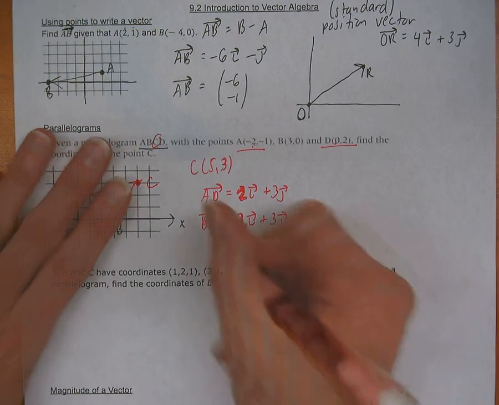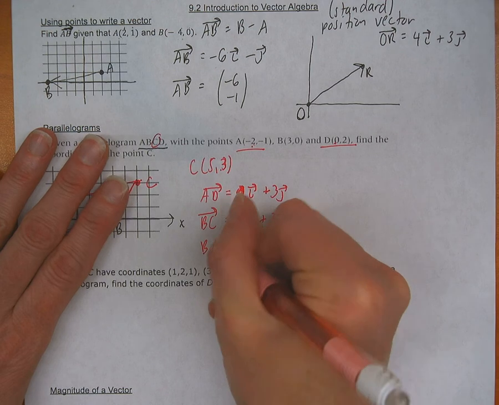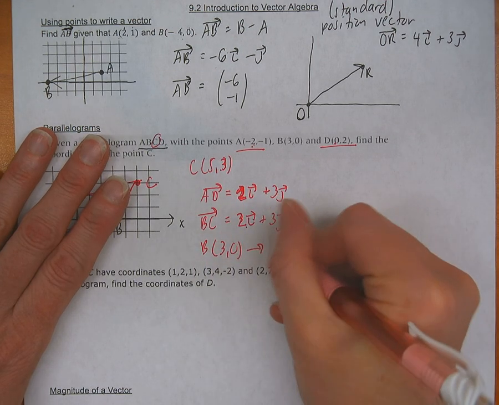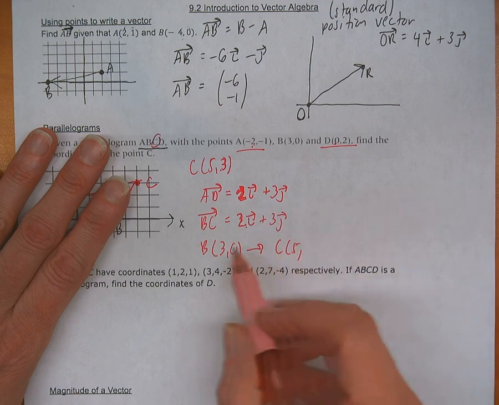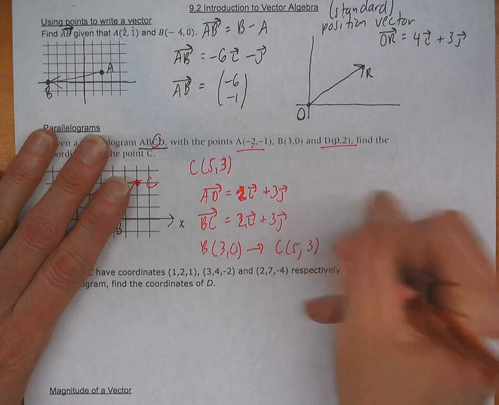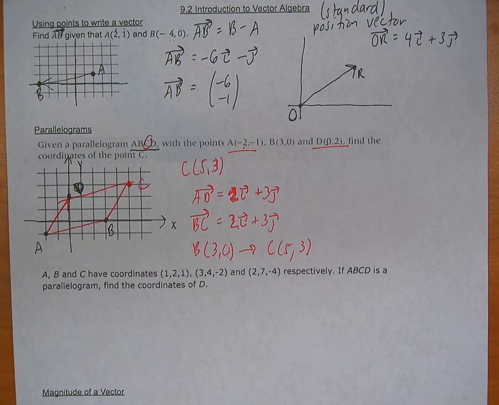So if I started at B, which is at 3 comma 0, and I went to the right 2, I would now be at 5. If I started at B and the y value is 0, and then I went up 3, I'd now be at 3. So you can use the vector that's opposite from it to figure out what the missing point will be. So that is how you can work that up.